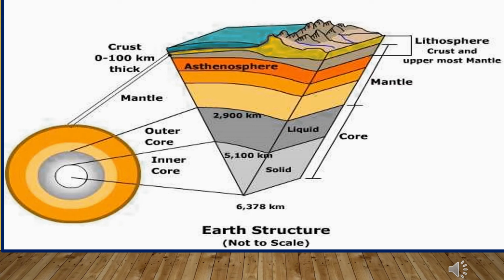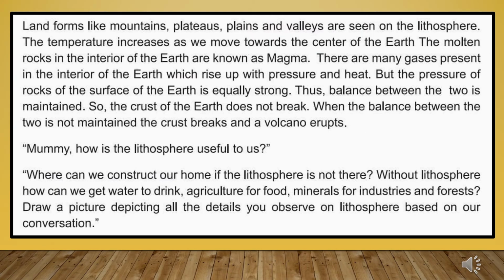The upper layer of the Earth is made up of soil and solid materials like rock. About 29% of the Earth is covered by lithosphere, and its thickness is 64 to 100 kilometers. The thickness of the lithosphere differs from one place to another. So the interior and exterior of the Earth are different. The lithosphere is made up of substances like soil and rocks. Landforms like mountains, plateaus, plains, and valleys are seen on the lithosphere. The temperature increases as we move towards the center of the Earth.